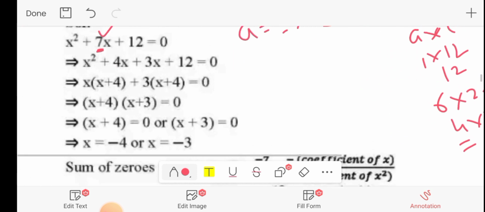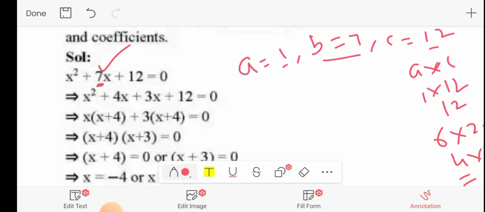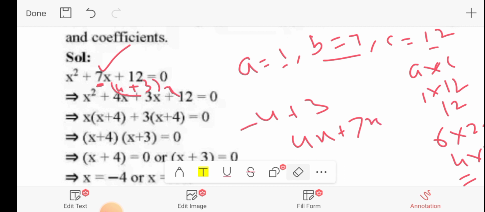So we can write here one more step: 4x plus 3x, not 7x. Now we can open the bracket. If we do it separately, like minus 4 plus 3, 4x plus 3x, this kind of writing makes sign problems.